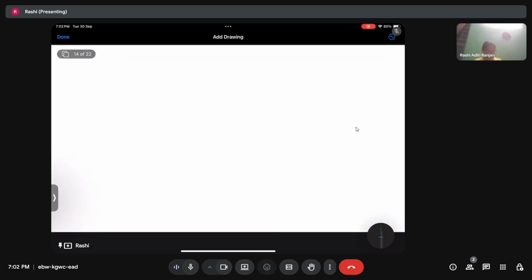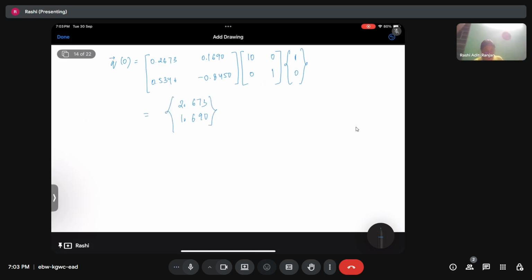Now, if you put the matrix over here, we get q of 0 as 0.2673, 0.1690, 0.5346, minus 0.8450, into the mass matrix 10, 0, 0, 1, 1, 0, which is going to give 2.673, 1.690. This is going to be q at 0.